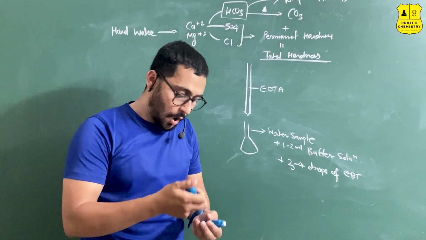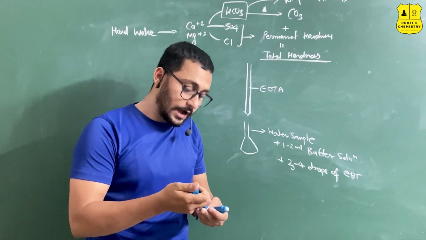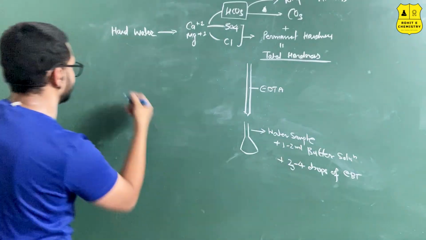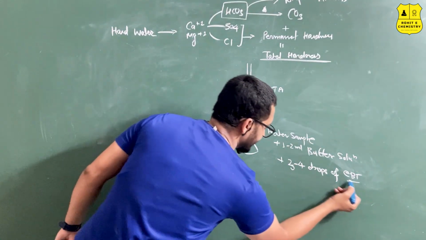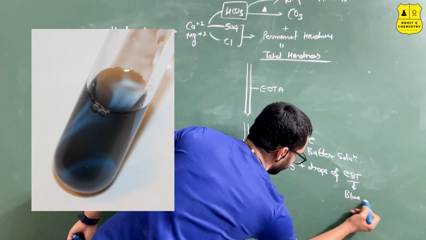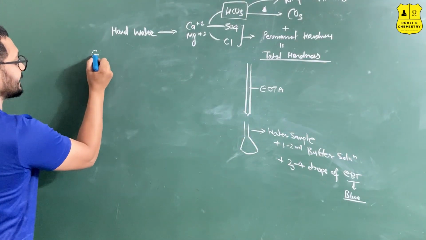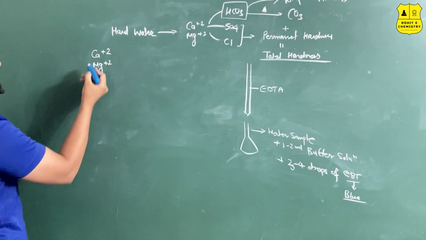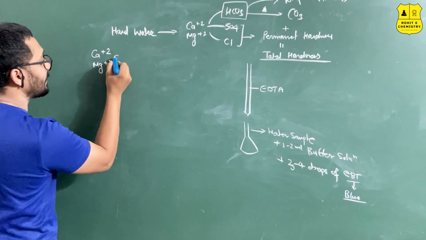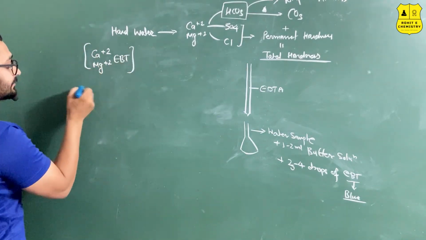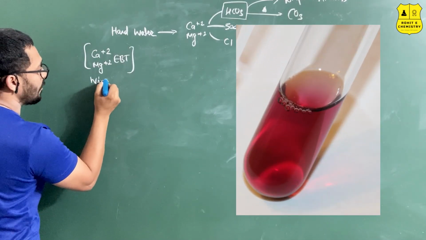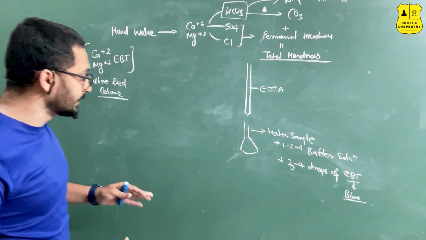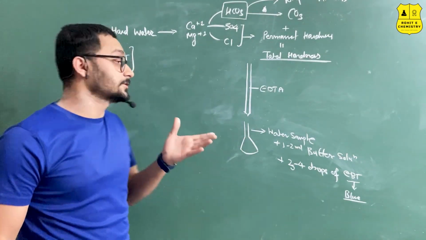What is the mechanism, or what end point appears in the conical flask? Very simple. Let me explain the EBT concept. EBT in its original state is blue in color. When EBT is added to the water sample, the hard water, calcium and magnesium form a complex with Eriochrome Black T, and this complex shows a wine red color. So before starting this procedure, your conical flask solution color is wine red.